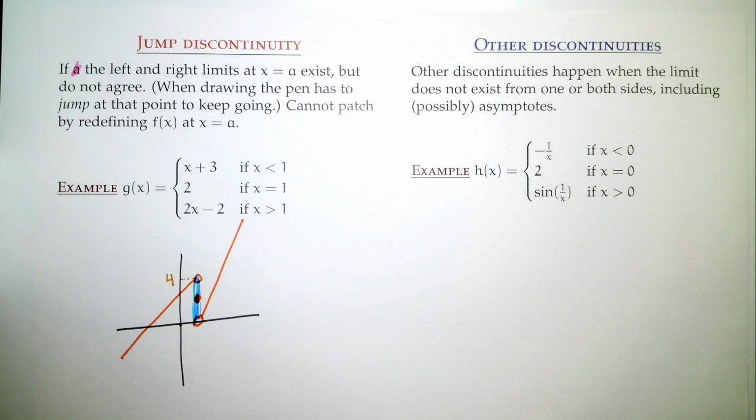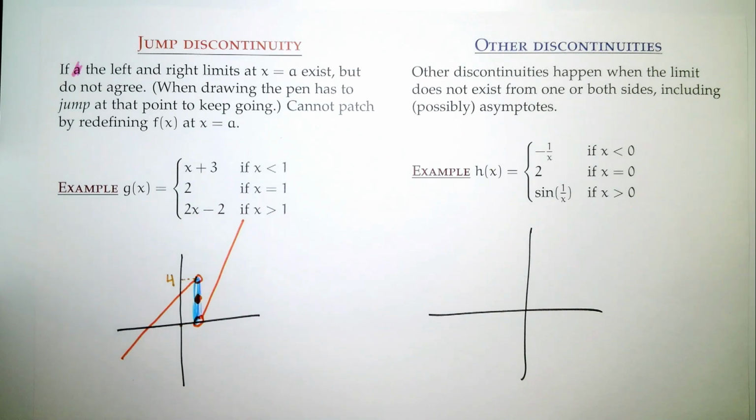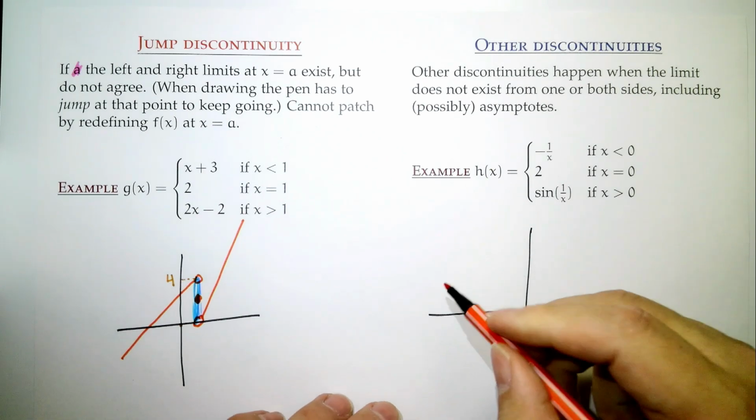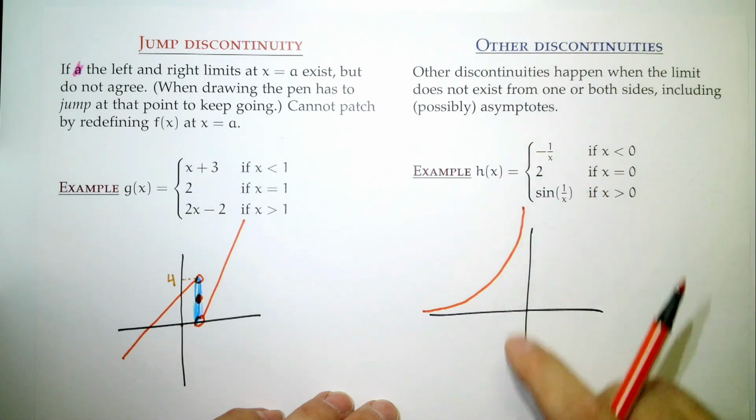There are other discontinuities, and essentially the other discontinuities fall into the category of the limit has a problem. And there's lots of ways for limits to have problems. One thing is that it might blow up. Another thing is it might have infinitely many oscillations, and so forth. So an example of this, here's this h of x. When x is less than 0, it looks like negative 1 over x, which means that as you get close to 0, it's blowing up. So it's going towards infinity.